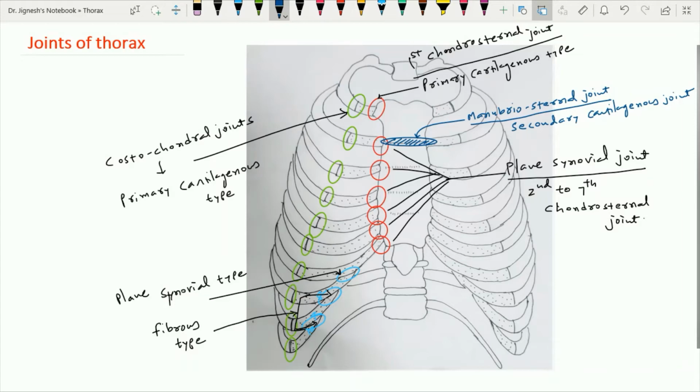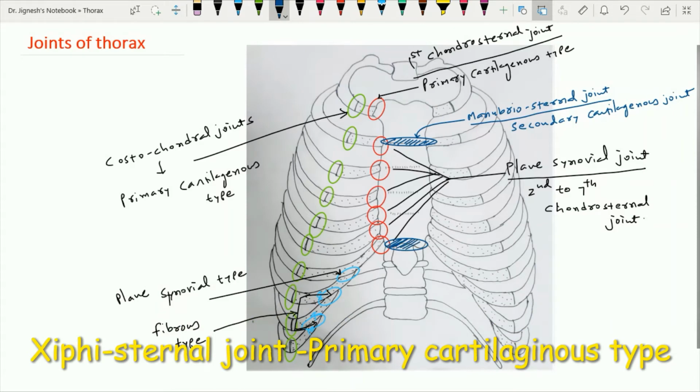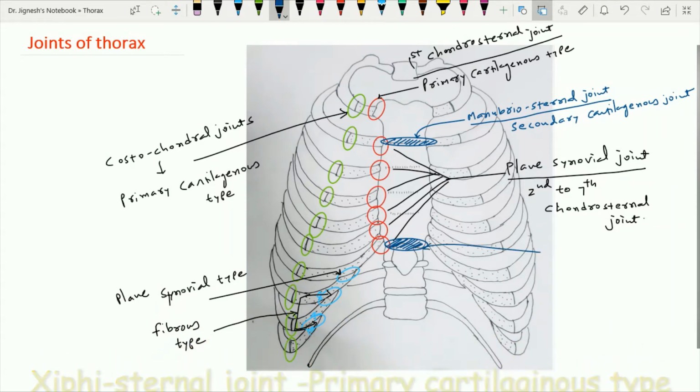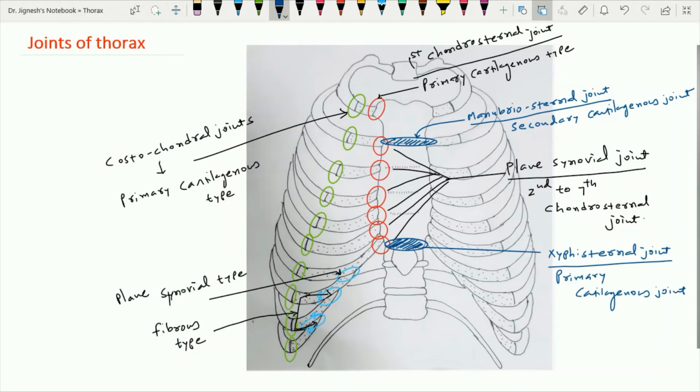Below, at this level, the joint between the body of the sternum and the xiphoid process is called the xiphisternal joint, and this xiphisternal joint is a primary cartilaginous joint. So we have already completed all these types of joints from the anterior aspect of the bony framework.